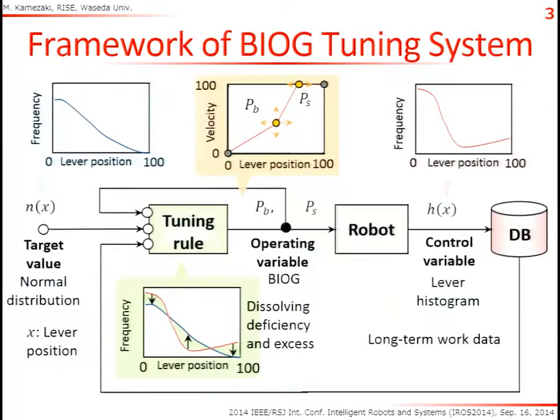This figure shows the framework of the BIOG tuning system. We think it's comfortable for operators when they evenly use the entire range of the control lever. So we adopted the lever histogram as a control variable, BIOG to point as an operating variable, and the normal distribution as a target value.